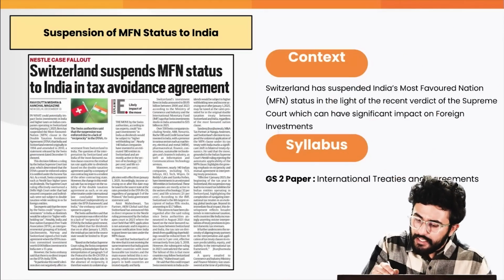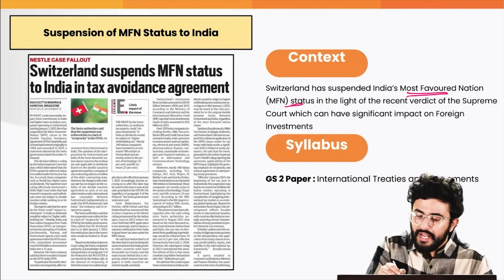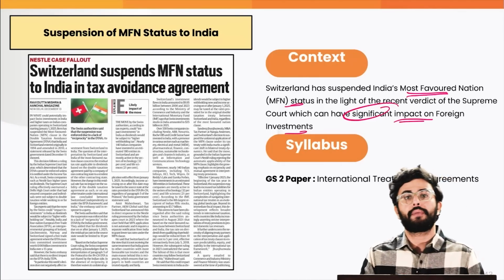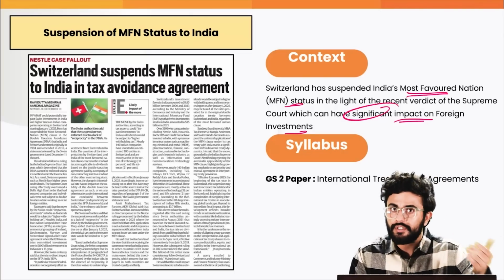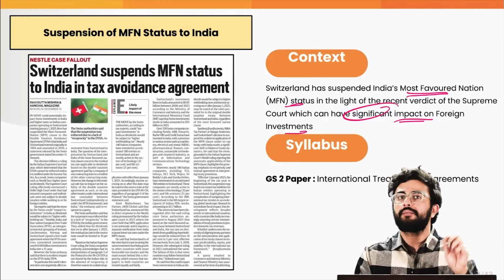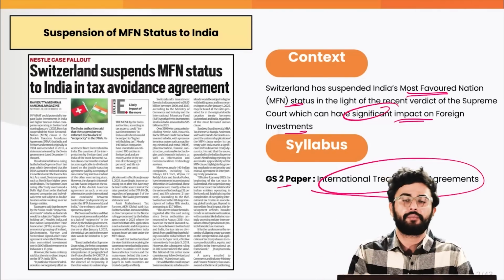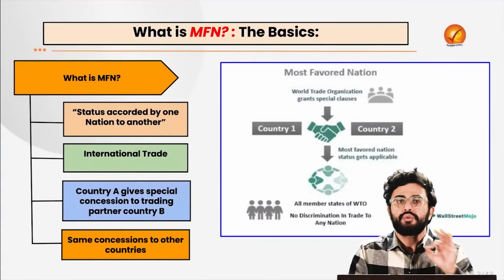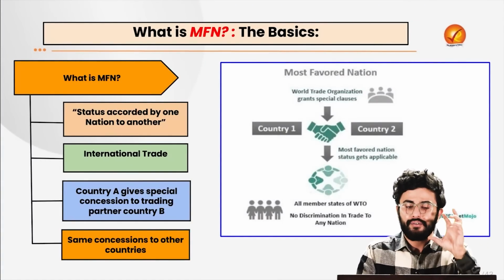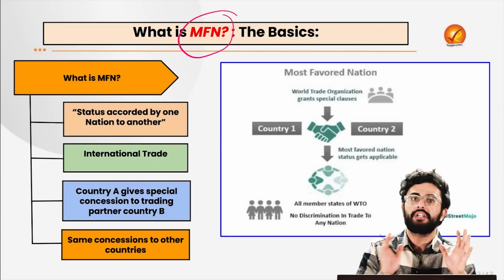So stay tuned. Switzerland has suspended India's most favored nation status in the light of the recent verdict of the Supreme Court, which can have a significant impact on our foreign investments. How? That is something we are going to learn further in the session, and this forms an important component of your GS2 paper under the larger theme of important treaties and agreements which our country has signed with important international institutions. So let's first start from understanding the very basics, and that is what we mean by the most favored nation concept.